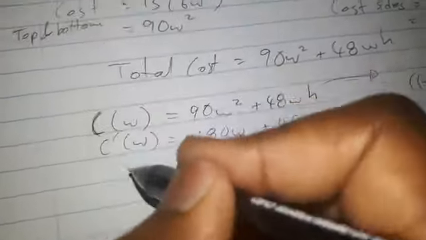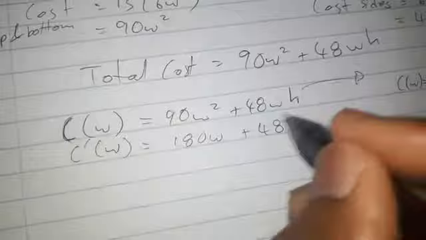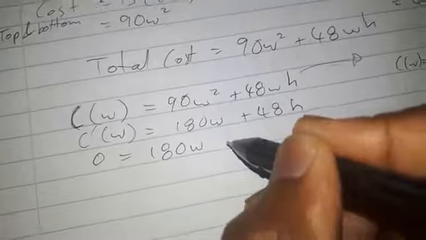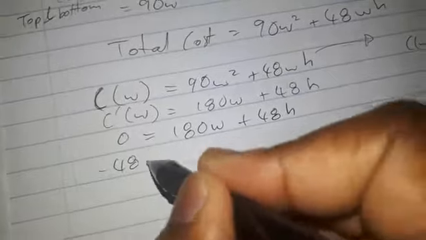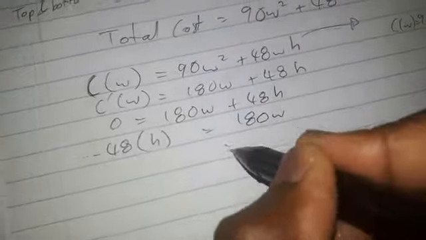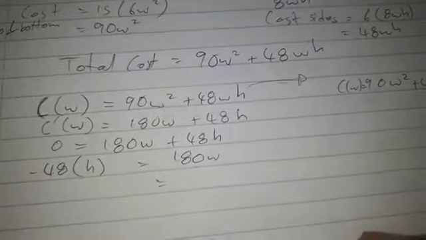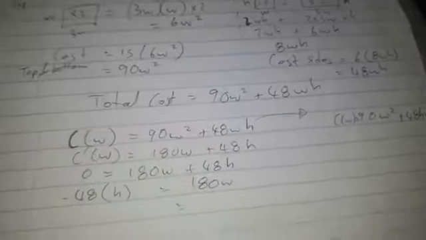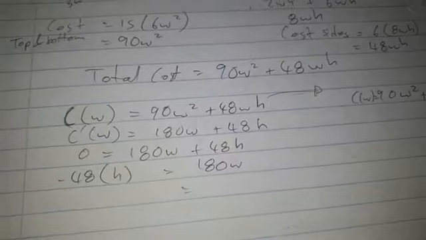So this is differentiated. And now you may be thinking, oh snap, the H is a problem. So we'll deal with the H now. Making this equal to 0, 180W plus 48H equals 0. Getting a value for W here, this is negative 48H equals 180W. It's not very nice to be seeing a negative value here because our width needs to be a positive number. So yeah, it's not happening. It's not looking very pretty.